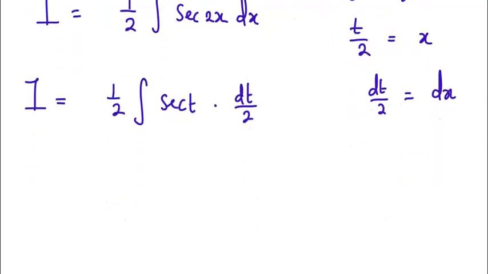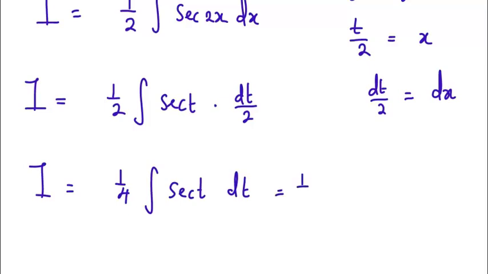So the 1 over 2 is going outside. So I is equal to 1 all over 4 times the integral of the secant t dt. So we know the standard integral formula for the indefinite integral of the secant function. So this is going to give us 1 over 4, then we have the ln of the secant of t plus the tan of t, and then plus c.